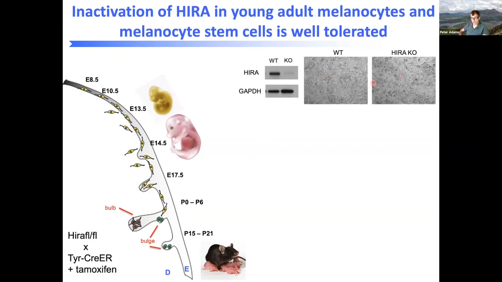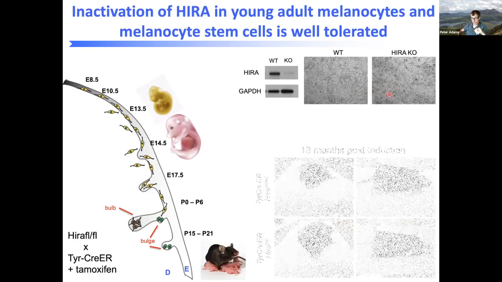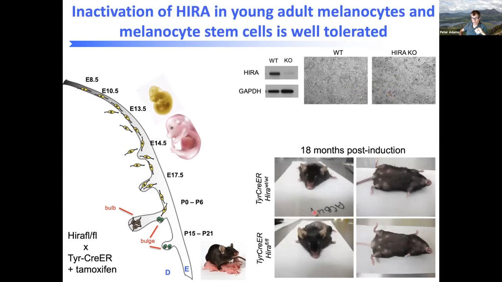But when she did this, there was no noticeable effect on the melanocytes that resulted, okay? I mean, these are pigmented dendritic cells, there's no real difference between them. So it seemed that the cells didn't really care. And what's more, when she did this experiment and then aged the mice, here aging them for 18 months post-induction in the absence of HIRA, you can see that, again, there's no obvious phenotype, okay? So the mice retain their pigment color as normal, wild type versus knockout.